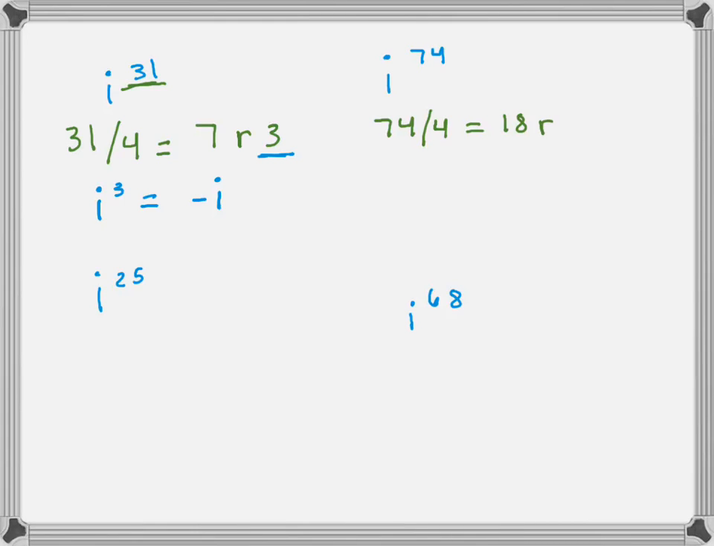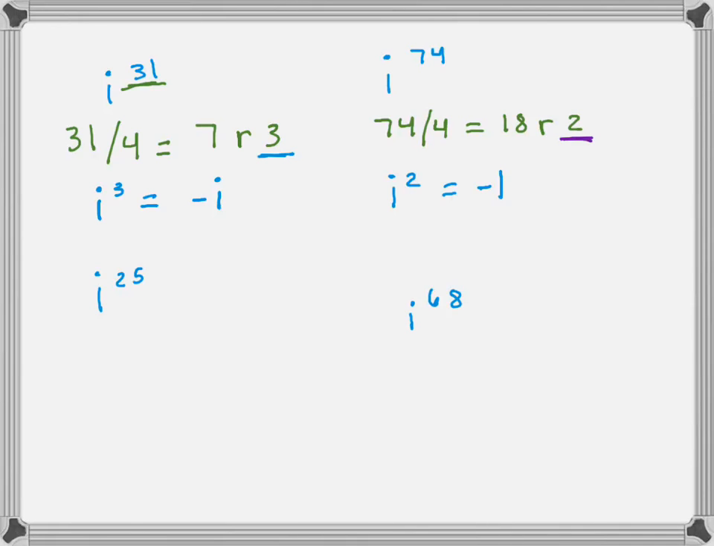Now if you look at I to the 74th, 74 over 4 is also equal to 18 remainder 2. And that's because 72 divided by 4 is 18, and then that's a remainder of 2 because it's 74. And so if you look at this remainder, this is what goes up in our I. So we know that this is I squared, which is also equal to negative 1. Sorry, I just realized I'm going out of order on your sheet.